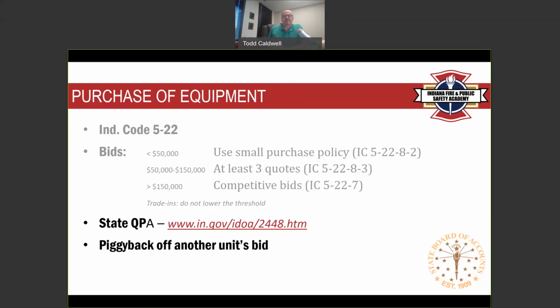But again, you'd have to have an interlocal agreement, and you may need to speak with your city or town attorney about what needs to be done in order to do that interlocal agreement. It takes an ordinance and all that kind of stuff. So speak to somebody about that if that's an option for your unit.